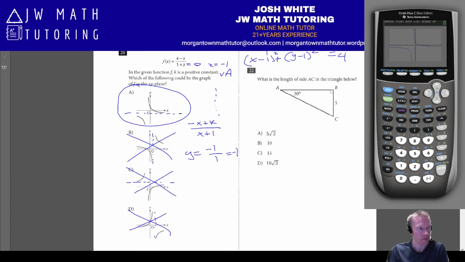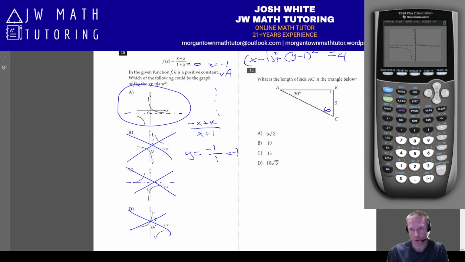Below that, problem number 22, we have a right triangle. And there are technically two different ways you could do this one. So the first way is to know the 30, 60, 90 special right triangle rules, because that is the triangle we have here. We could fill in this 60.